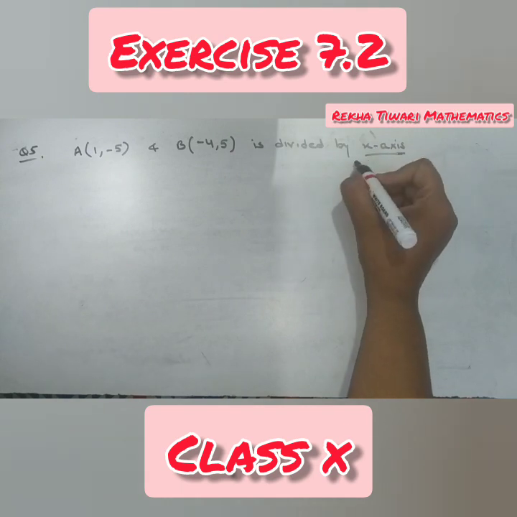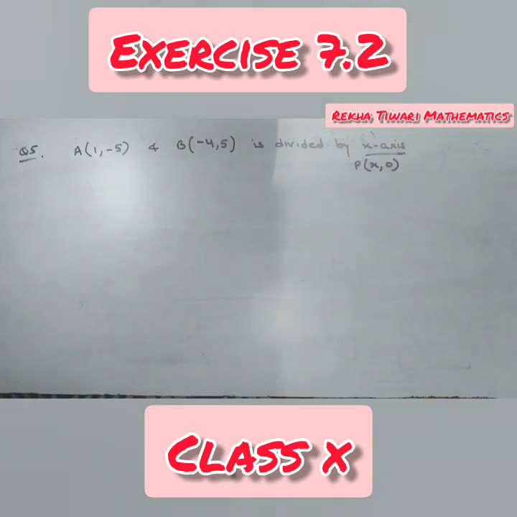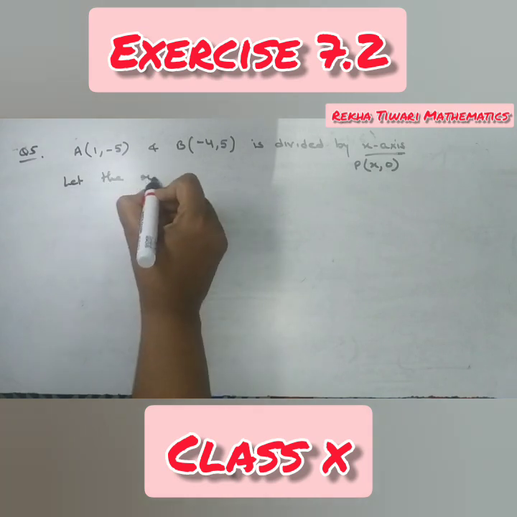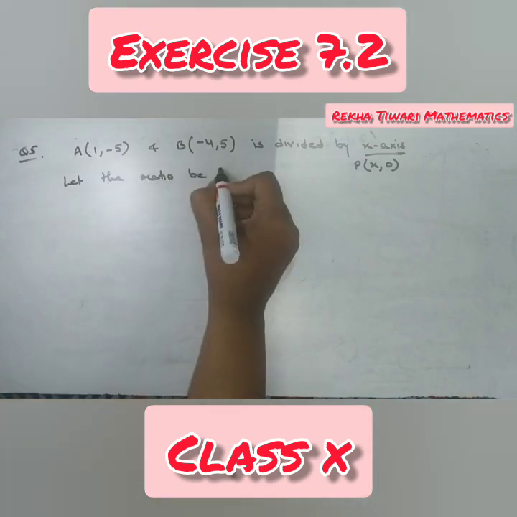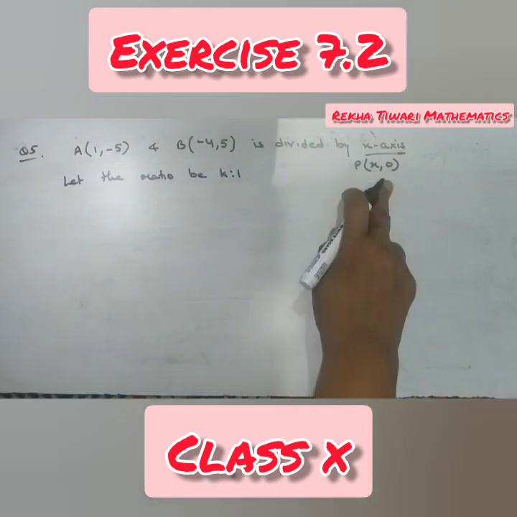The coordinate will be, let the point is P, the coordinate is x, 0. Because the coordinates of x-axis is x, 0. Y coordinate is 0. The point lies on the x-axis. Okay. And we have to find out the ratio. Let the ratio be k is to 1. If the ratio is not given, you can take the ratio as k is to 1. In question number 5, you also have to find out the coordinates of the point of division. Okay. You have to find out the ratio also and then the point of division. Means you have to find out the value of x also. Two unknown values are there. One is k, one is x.